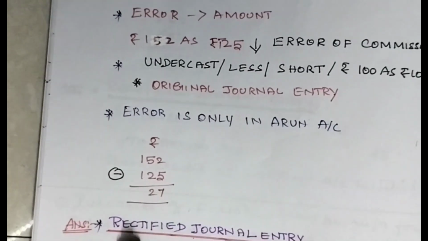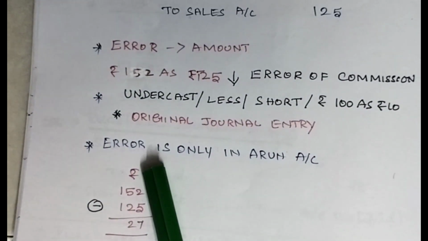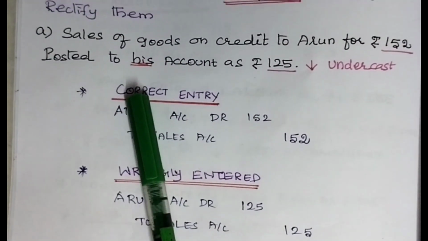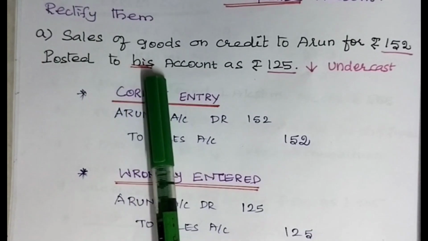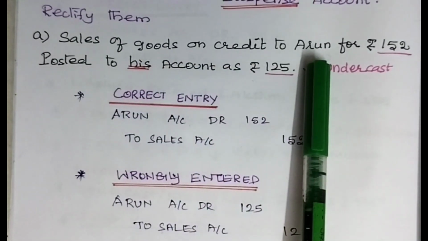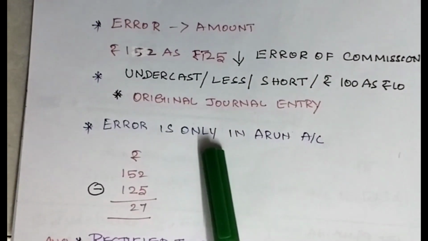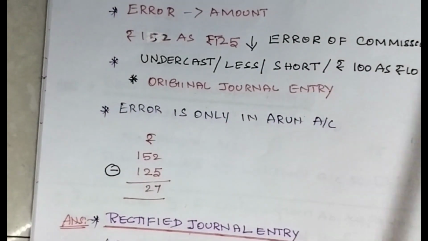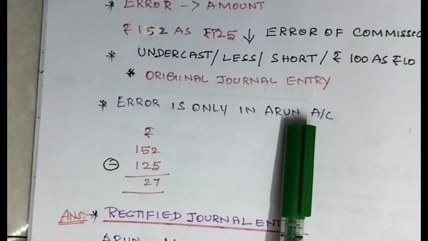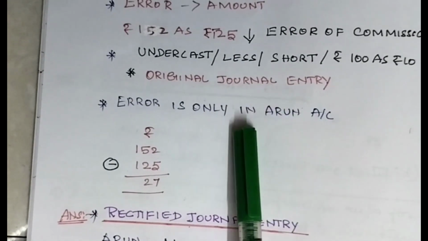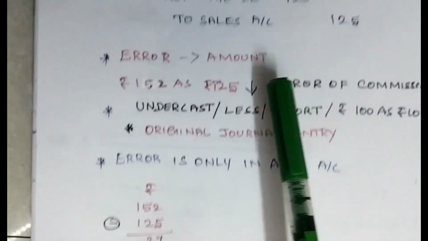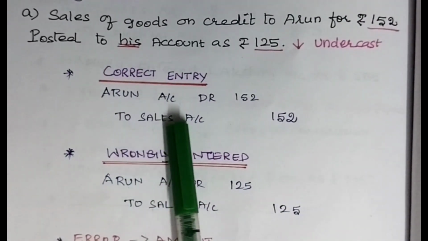Now we have found the error. The error is only on Arun's account. The transaction clearly tells us it was posted to his account as 125 rupees. His means who? Arun. So the error is only on Arun's account. How do we rectify it? We have to take the error account. Which account has the error? Arun's account. Where is Arun's account? Arun's account is on the debit side.